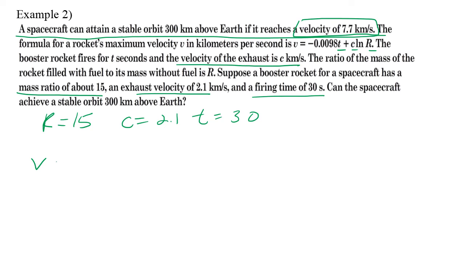So I'm going to take this and plug in everything that I have. I have negative 98/10,000 t, which is 30, plus c, which is 2 1/10, times the natural log of r, which is 15. And I'm just going to plug this all into my scientific calculator, just as it is. So in my scientific calculator, I have negative 0.0098 times 30 plus 2 1/10 times the natural log of 15. Then I get a value.